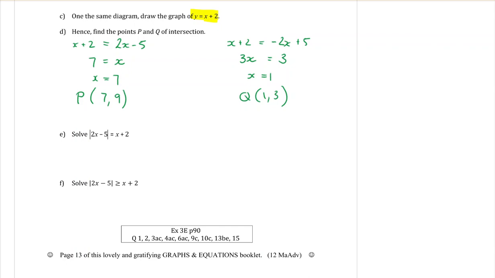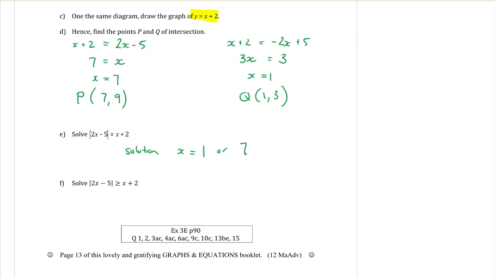E and F are both, believe it or not, reading things off of that graph that we've drawn. If it says to solve the absolute value of 2x minus 5 is equal to x plus 2, remember the absolute value graph and my straight line. If I want them to be equal, I'm just trying to find the x values of where they intersect. I just found that in part D. The solutions were x is equal to 1, which was this one here, or x is equal to 7. Okay, so if you're solving those two things, you're just finding where they intersect, the x values for where they intersect.